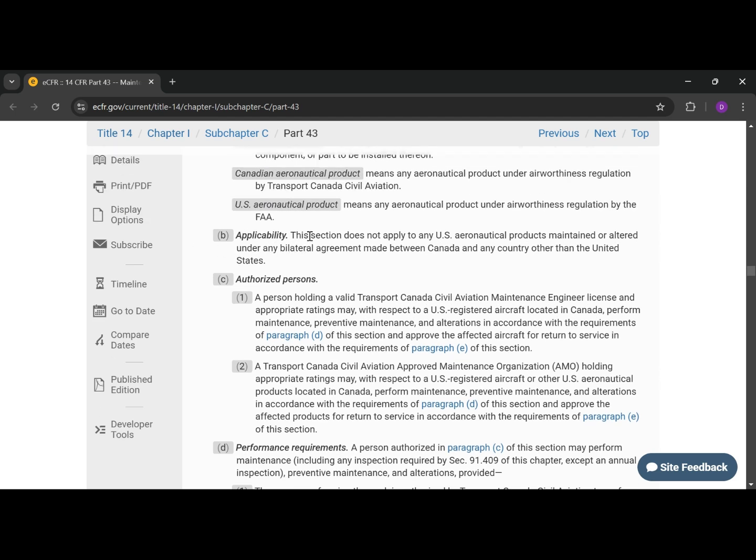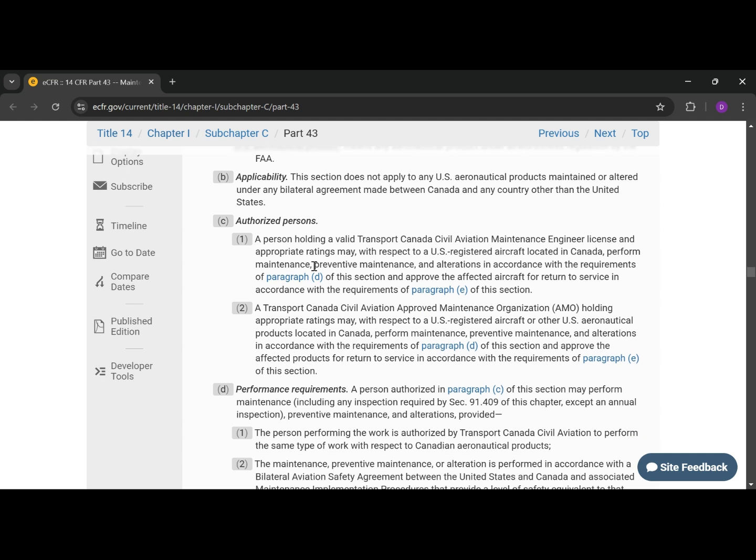Applicability. So what does this apply to? This section does not apply to any U.S. aeronautical products maintained or altered under the bilateral agreement made between Canada and any country other than the United States.